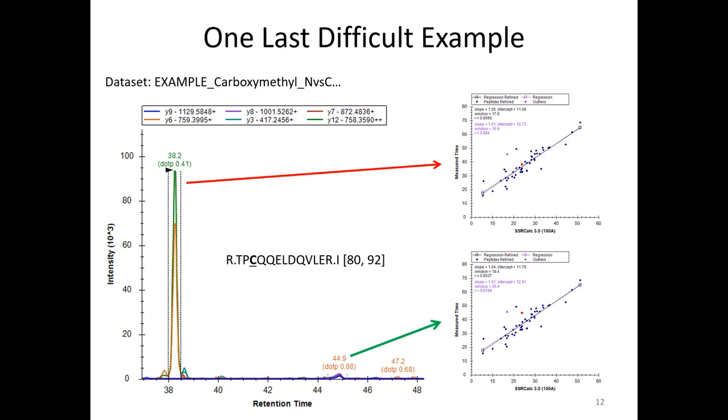If we look at retention time, this one's interesting. It's got a terrible dot product, but it's right on the regression line. And this one has a much better dot product, but it doesn't exactly follow that hydrophobicity score. So there are going to be times when it doesn't match perfectly, but you do the best you can, and you just keep checking on your data.